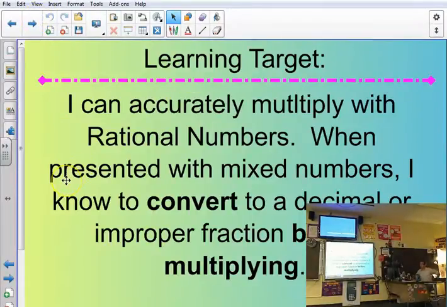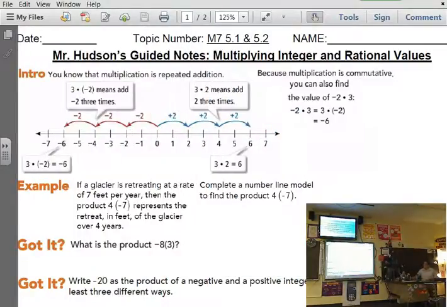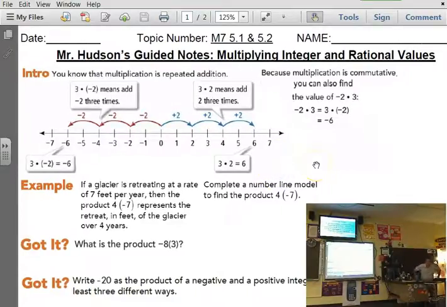Okay. So here's our learning target: that we can accurately multiply rational numbers. Rational being any number that can be written as a ratio, so decimals count in that. And when presented with mixed numbers, I know to convert to a decimal or improper fraction, whichever is easier for you, before multiplying. Now, I will tell you, most people are like, oh, use decimals because we can use a calculator. Knock that off. Fractions are easier, and we don't need a calculator. So please quit reaching for the calculator first thing. Use your brain first thing. If you can't figure it out by using your brain, then you might resort to a calculator.